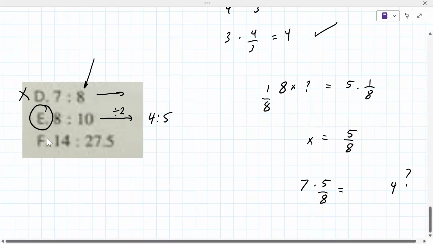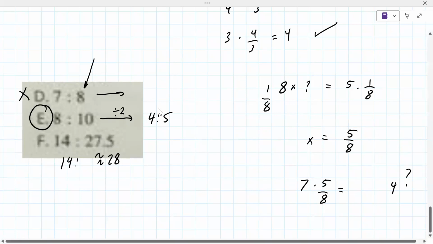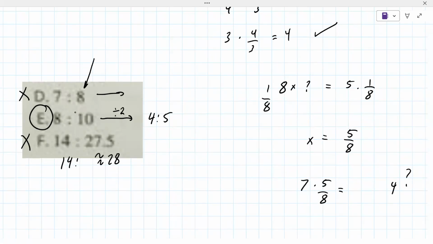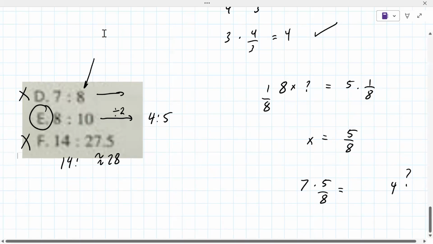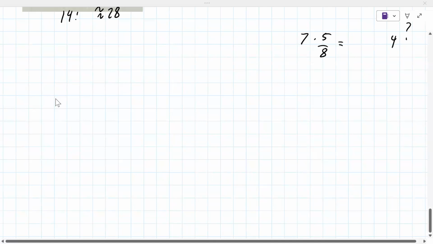Okay, and now we're up to F. There's kind of a reasonableness check here. 27.5, it's about 28. 14 to 28, that's about a half. 4 to 5 is way more than a half. So for sure, this one is also out for kind of that similar reason. Any questions, thoughts on that? Nope. Okay. All right, so look at number 3 next here.